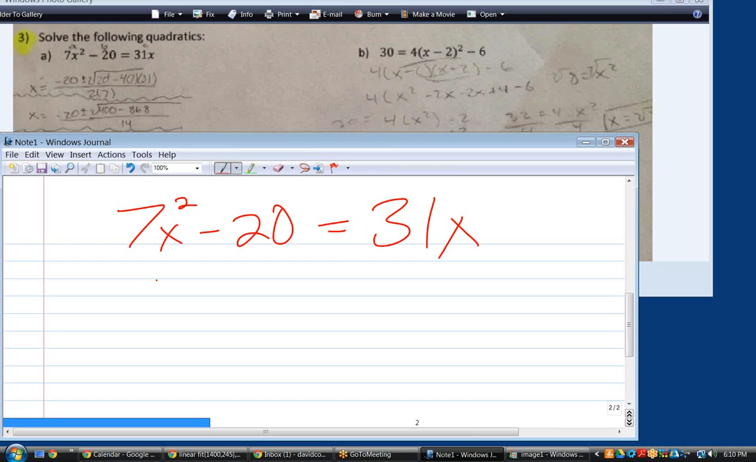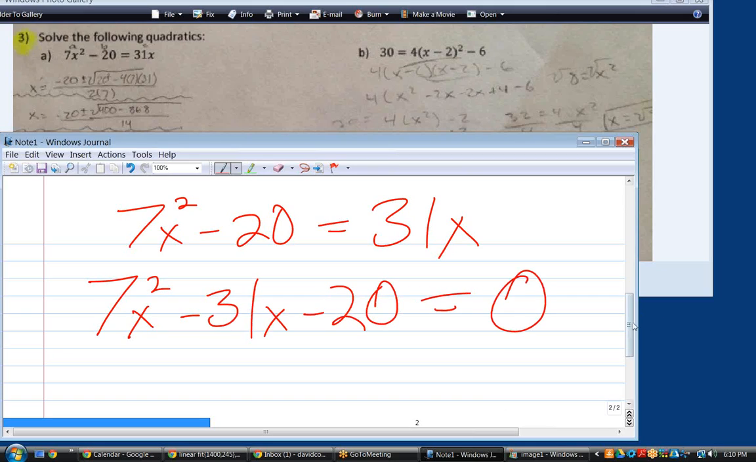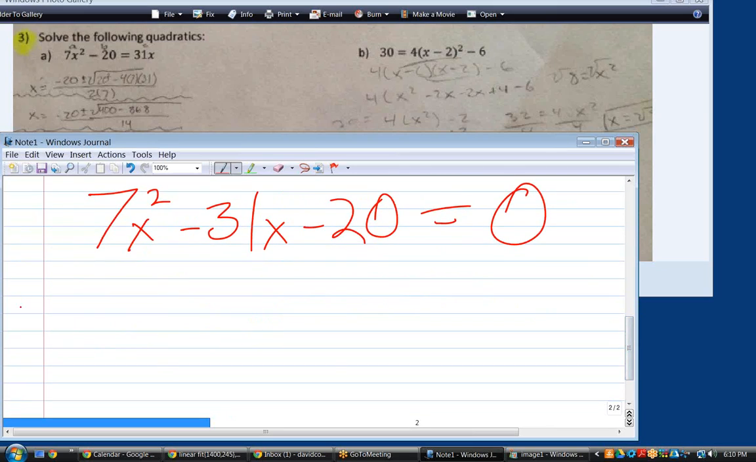You would subtract 31x. I'm going to put it in the middle so that I order all of my polynomials correctly. Now it's in standard format. Now you can say A equals 7, B equals minus 31, and C equals minus 20.